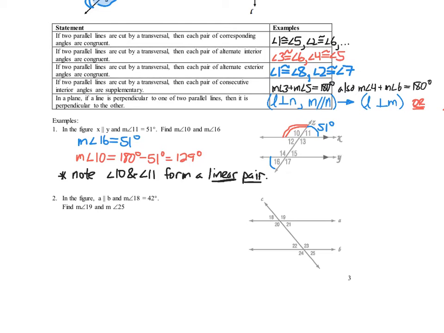All right. Number 2 is pretty much the same thing. So angle 18 right there does not look anything like angle 19, so I know those are supplements, but it looks just like angle 25. So the measure of angle 19 is going to be 180 minus 42, so 138. And the measure of angle 25 is equal to 42.